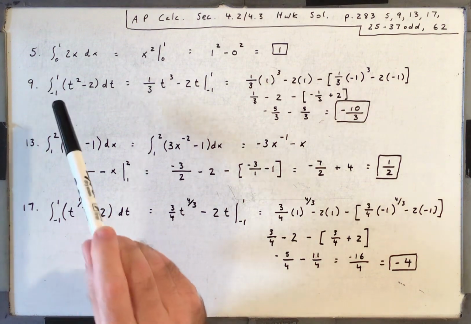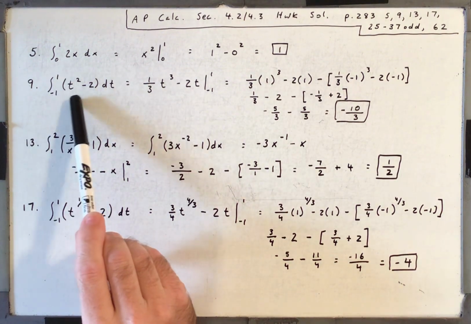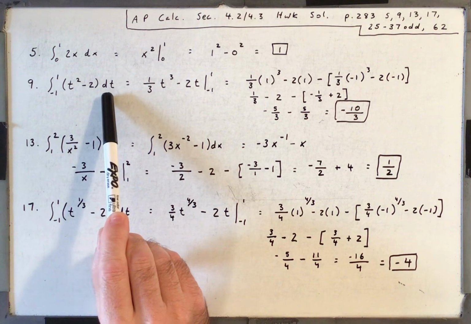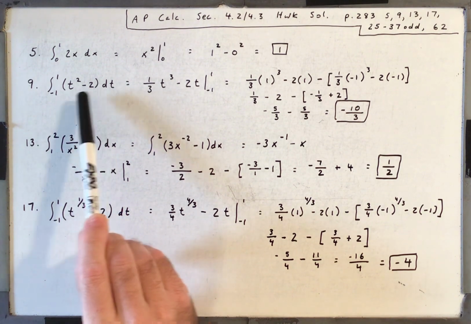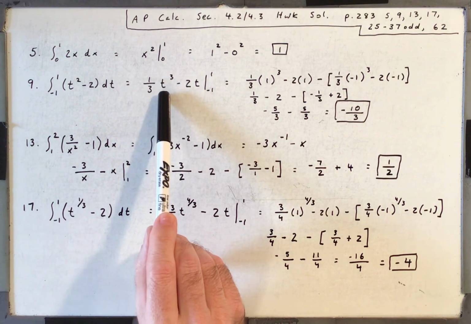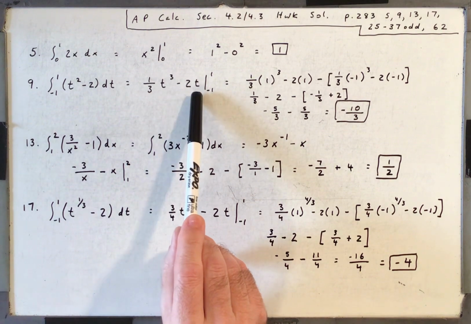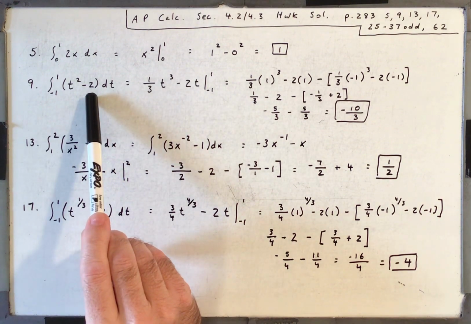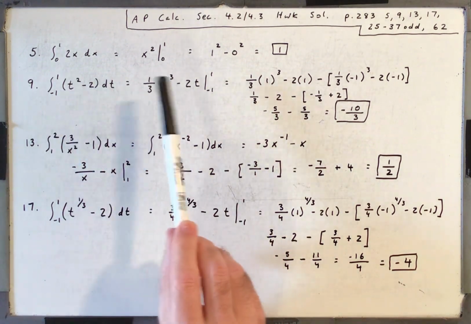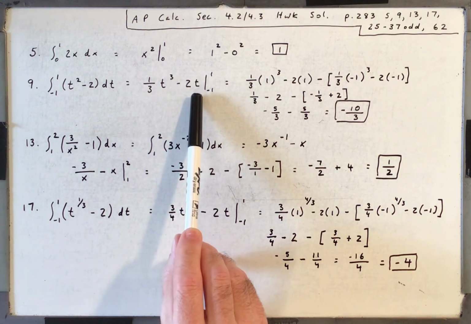All right, number 9, we're integrating from -1 to 1 of t squared minus 2 dt. Okay, so the antiderivative of t squared would be 1/3 t cubed. And then the antiderivative of 2 is 2t. Don't accidentally make that 0. Students will take the antiderivative and then take the derivative on the second term, but no, 2t.